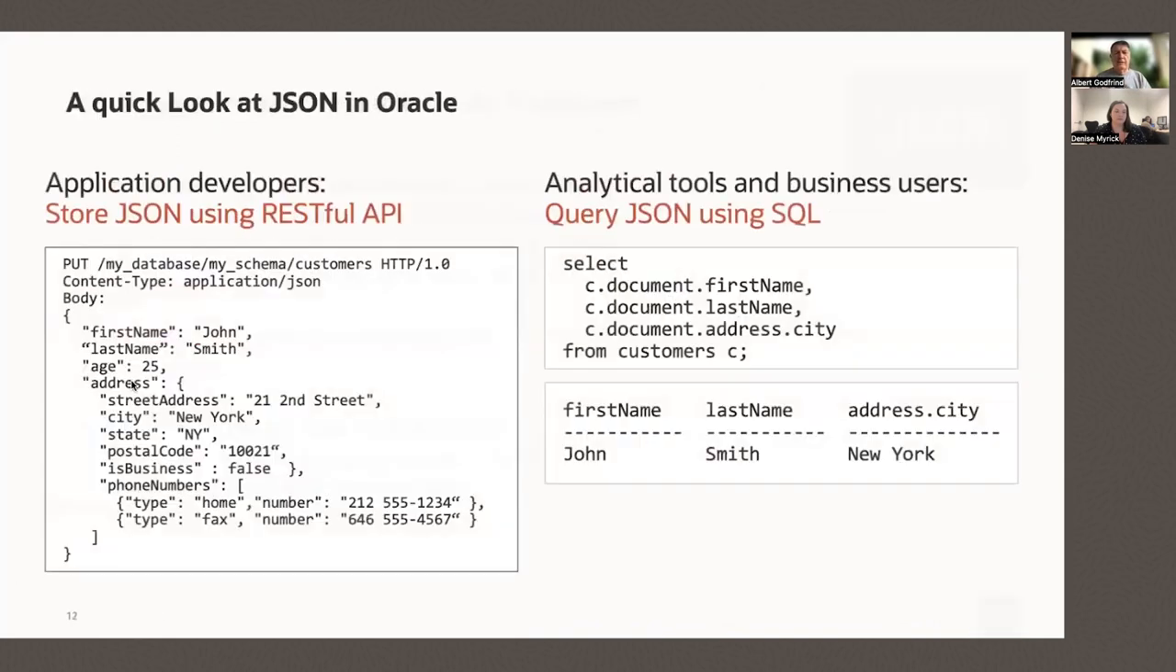So a bit of example here: this is how you would actually use ORDS to write some JSON document into a row in some table. And this is how you actually look inside that document. Just the document, first name. Very easy. It's just dot notation. No need to do any complex parsing like you would have to do with XML.